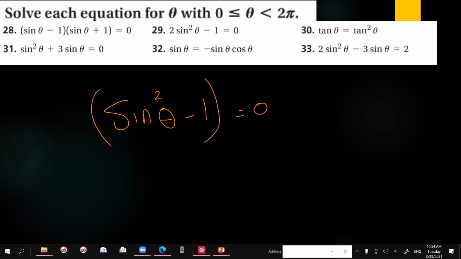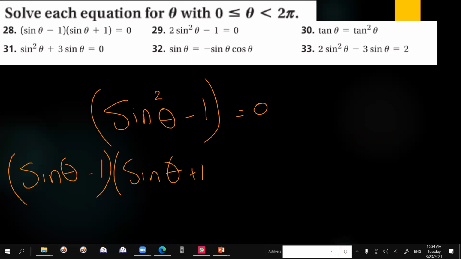For this one, you can solve it in 2 ways. You can factorize it as sine of theta minus 1 times sine of theta plus 1. It's like x squared minus 1, and when you factorize x squared minus 1, it's x minus 1 times x plus 1. And sometimes you can solve it like sine squared of theta equals 1. You just move the 1 to the second side.